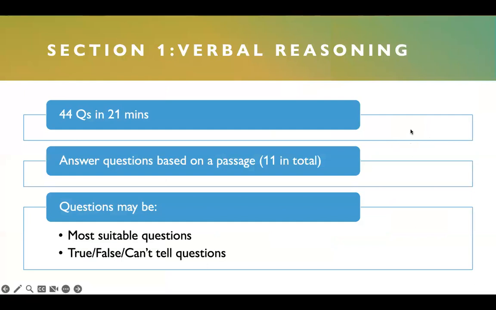So the first section you get is verbal reasoning. And as I said before, you get 44 questions to do in 21 minutes. Essentially you get 11 different passages and you have to answer questions based on them. So you get 4 questions per passage.